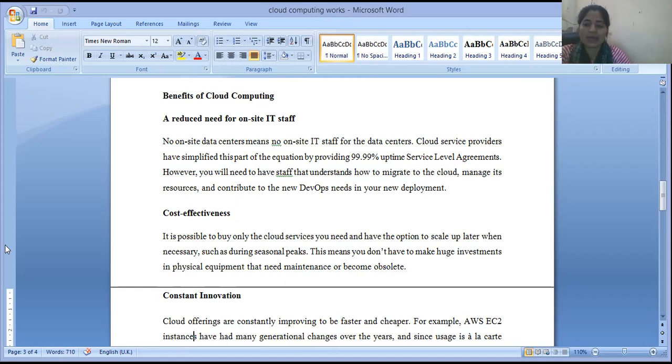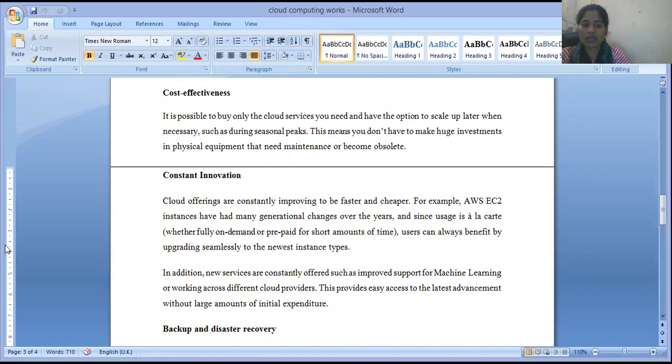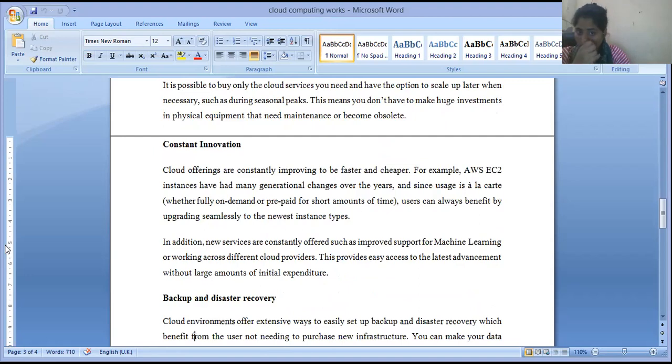Okay, so now the next point is constant innovation. What is constant innovation? Cloud offers constant improvement, becoming faster and cheaper. Clouds are nowadays emerging with new technologies and new techniques to make them work very fast and much cheaper in terms of money.